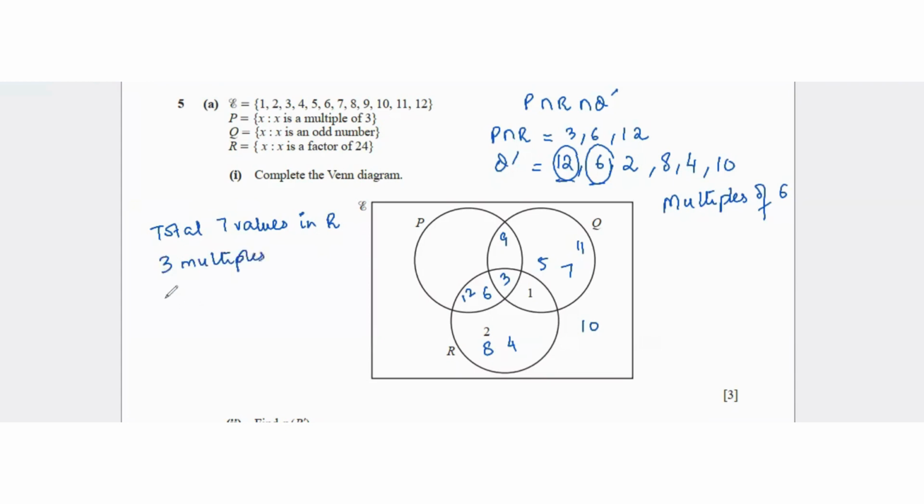That means the probability would be 3 over 7. That is going to be your answer for this one.